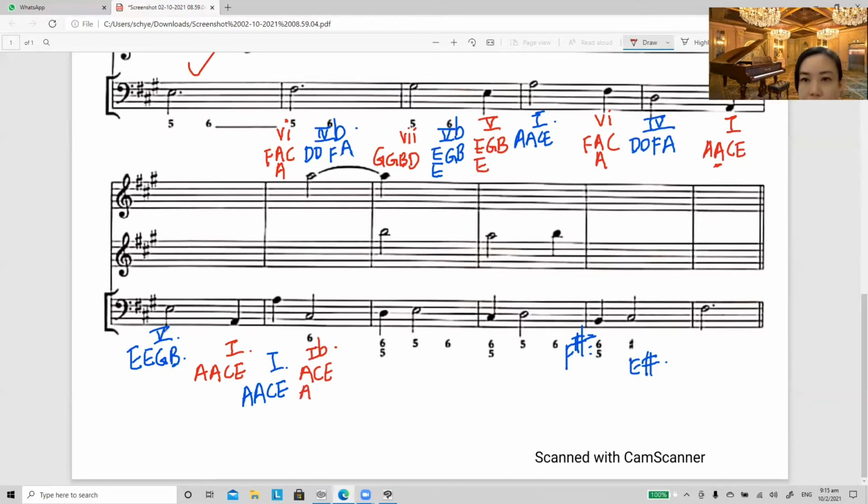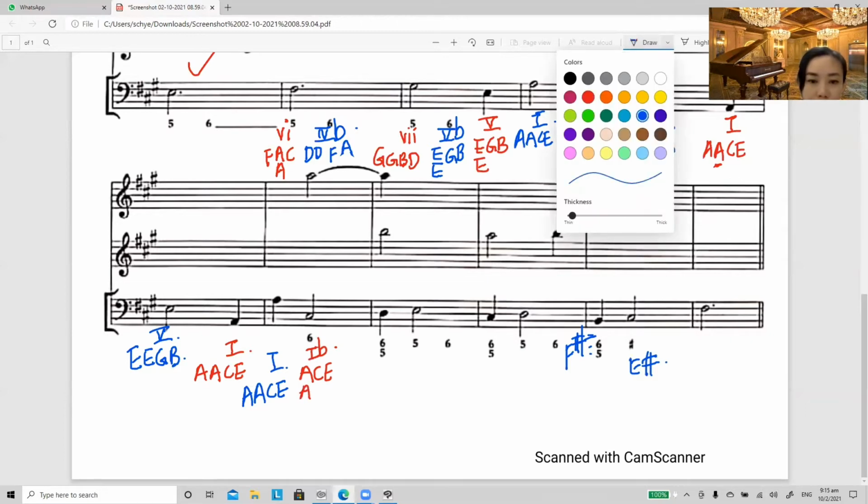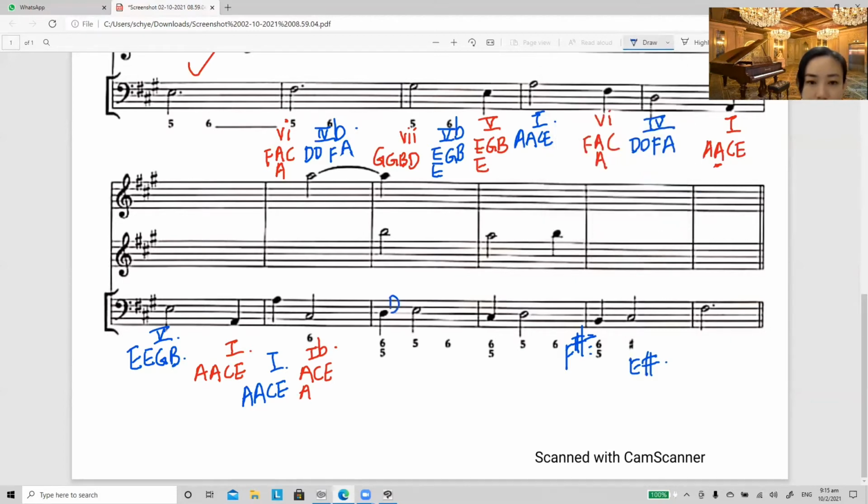Next one, you have 2 numbers here. Again, we can count from the bass note. So the bass note here is a D. D counts 6 steps: D, E, F, G, A, B. So D counts 6 steps is B.